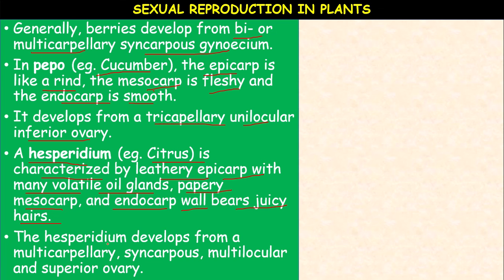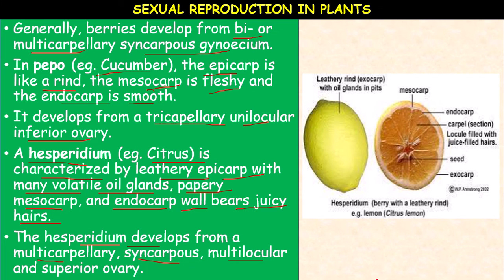The hesperidium develops from a multicarpellary syncarpous multilocular superior ovary. So, this is the hesperidium, a berry with a leathery rind, the citrus lemon. The leathery rind is present, the exocarp with oily glands. Some smell you can also sense. This is the mesocarp, this is the endocarp, the carpel section, the locule filled with juice-filled hairs. These are the seeds, and this is the exocarp.